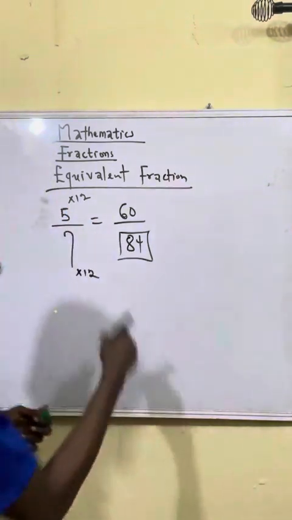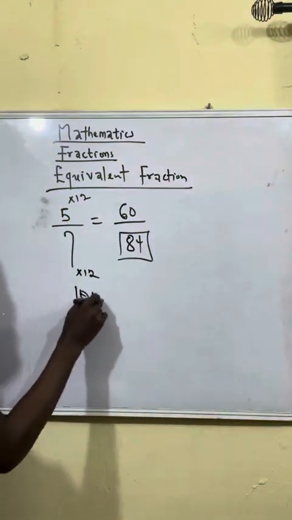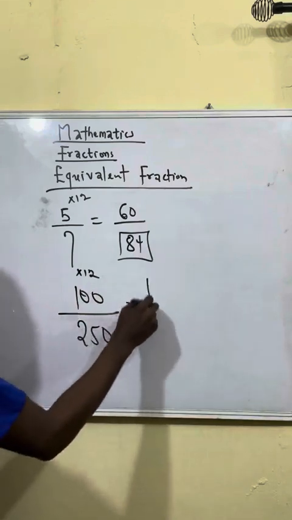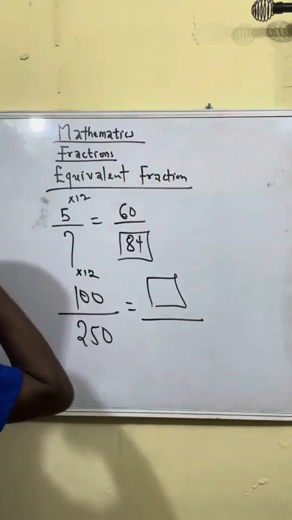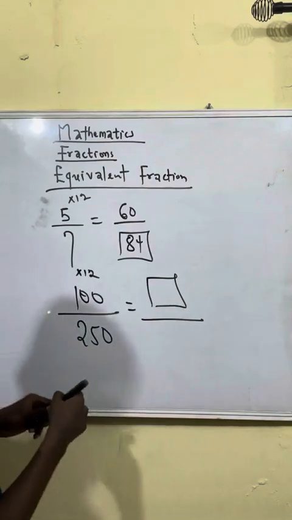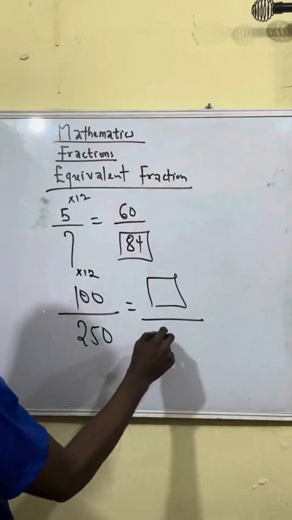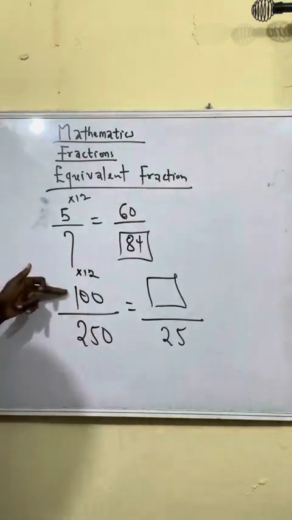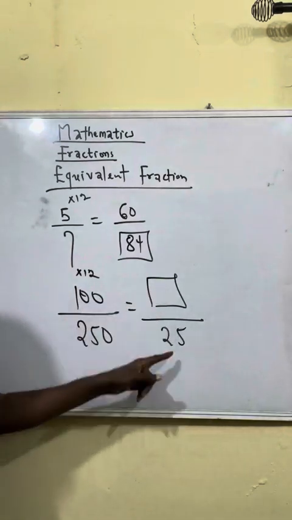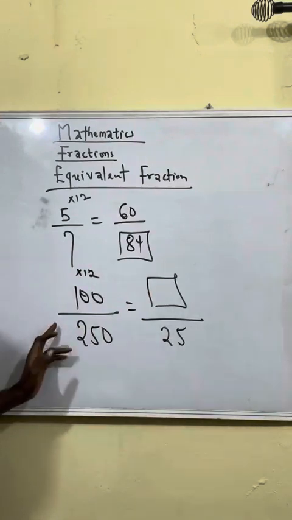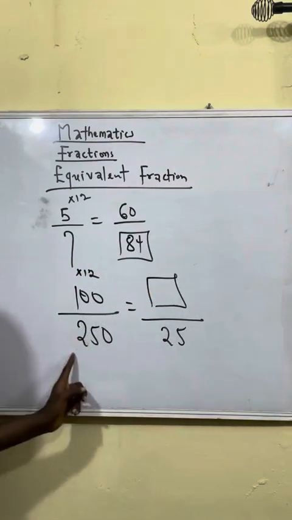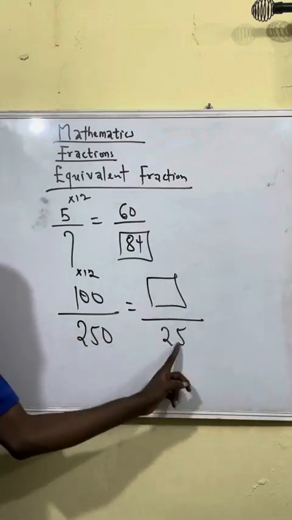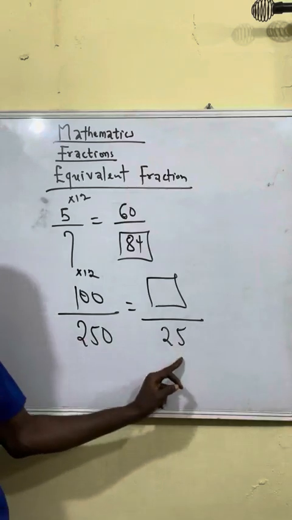So let's do one more example. If we have 100 all over 250 equal to a box over 25. So consider this: 100 over 250 equal to box all over 25. What is happening here is that you will need to consider the bottom, since the top is missing, but we have complete numbers for the bottom. We have 250 becoming 25.